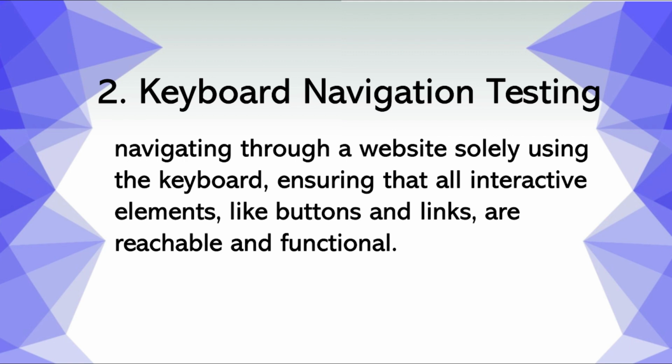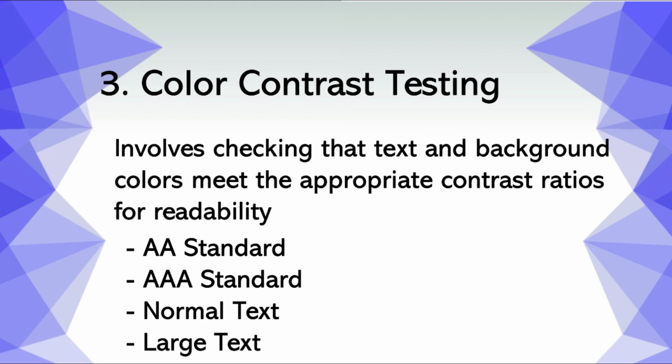The third type of testing is called color contrast testing. Now, people with color blindness or visual impairments may struggle to differentiate between certain color combinations. Accessibility testing involves checking that text and background colors meet the appropriate contrast ratios for readability. Here also there are different sets of standards like double A standard, triple A standard. What should be the color contrast in normal text, in large text? These sorts of things are covered in color contrast testing.